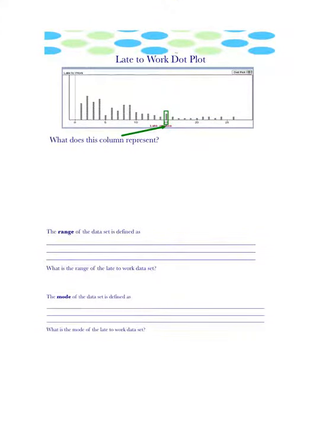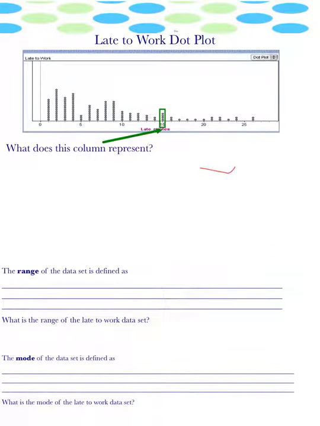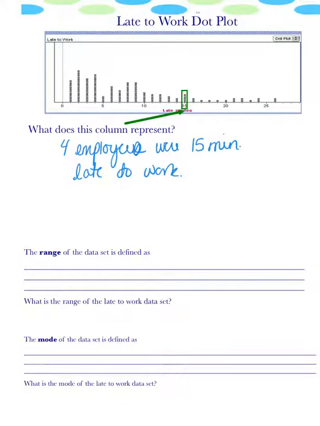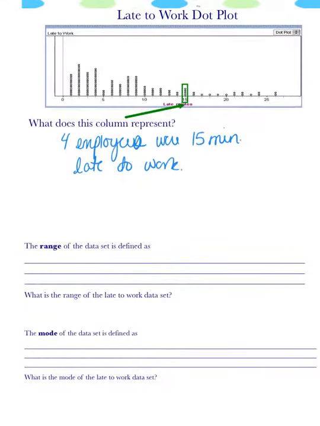Here I have this late to work dot plot for you. You can see now you've got all the dots that represent all of the people that were 1 minute late to work, and 2 minutes late to work, and 3 minutes late to work. Let's take a look at this column right here. What does it represent? Well, we can see we've got 4 dots, so that means 4 employees were 15 minutes late to work on this particular day that they were counting those up.